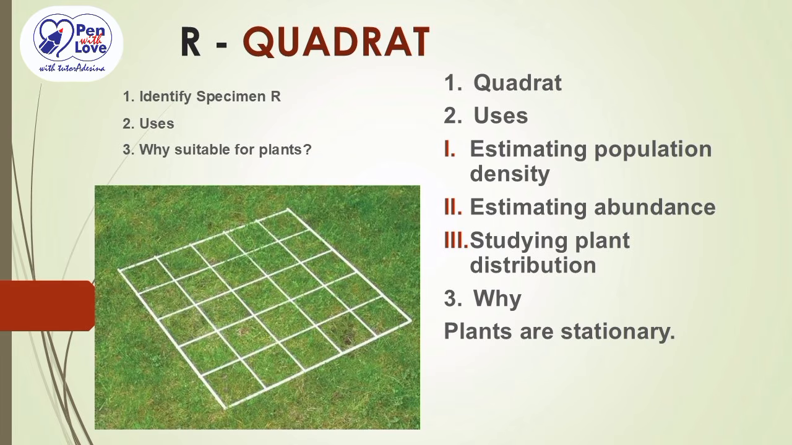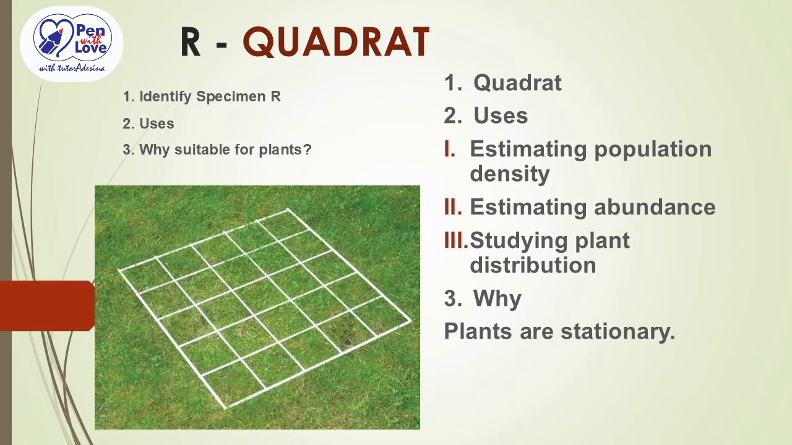It is suitable for plants because plants are stationary. When you throw it, the plants will remain like that, and you can throw it multiple times. So if it is an animal, if you throw it now, the animal you find there, and you throw it to the same place again, you may not find such an animal again because they are not stationary, just like plants.